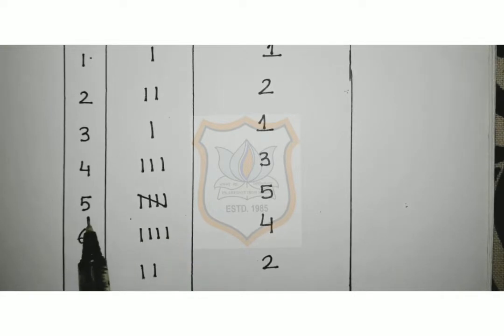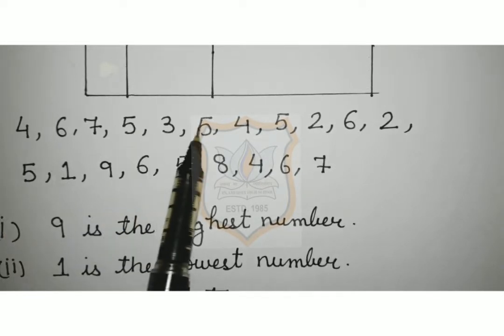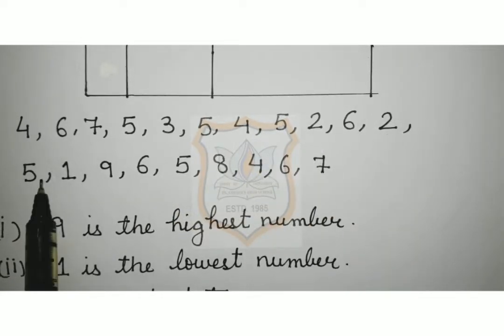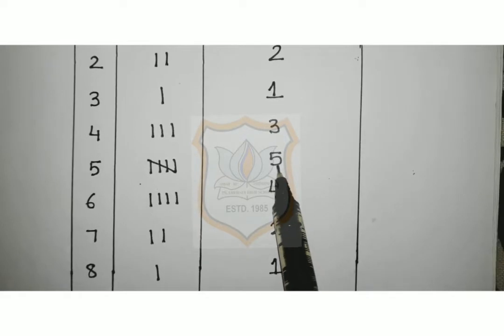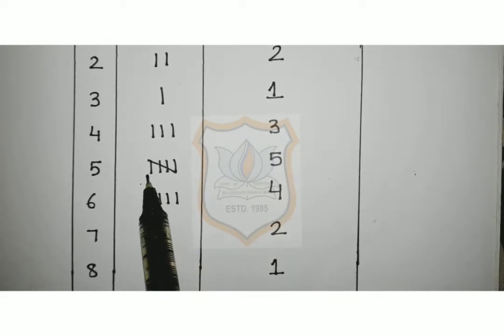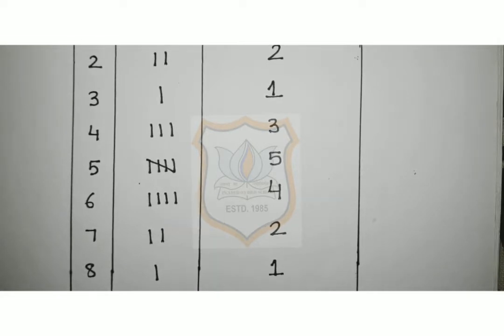Now how will we represent 5 marks? Again look at the marks in a class assignment. 5, how many times? 1, 2, 3, 4 and 5 times. Frequency of 5 is 5. And in tally marks, 1, 2, 3, 4 lines and then 1 line in a diagonal way. In this way we will represent 5 in tally marks.